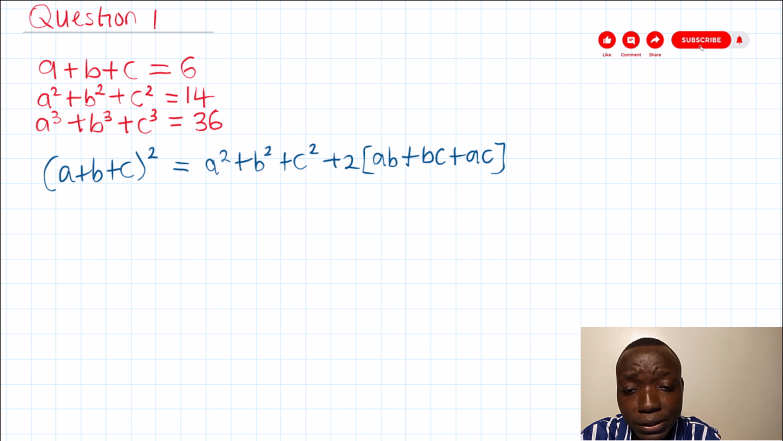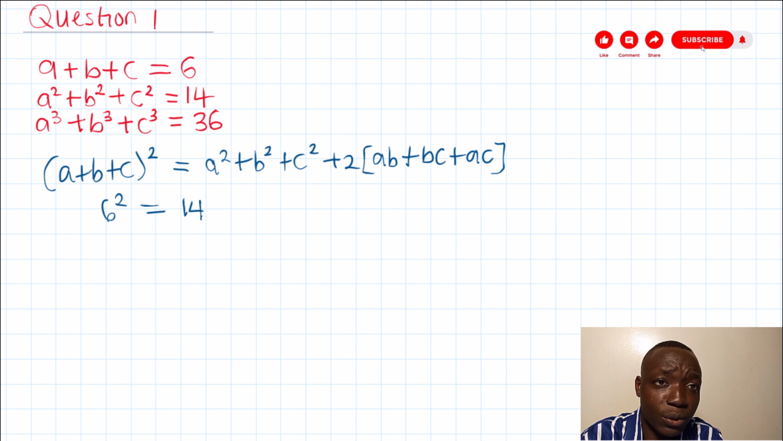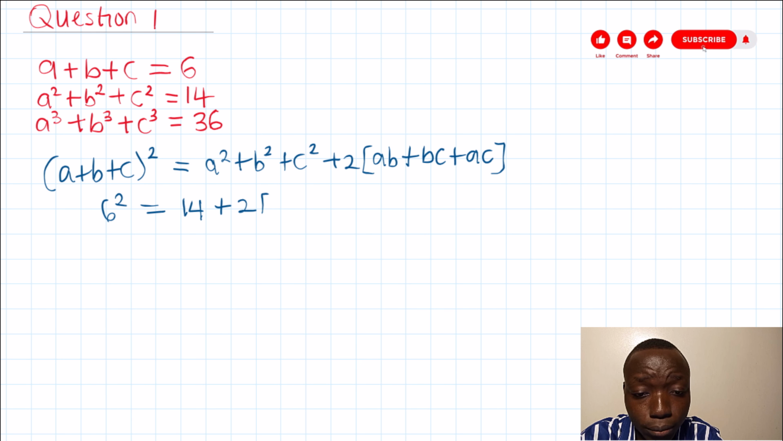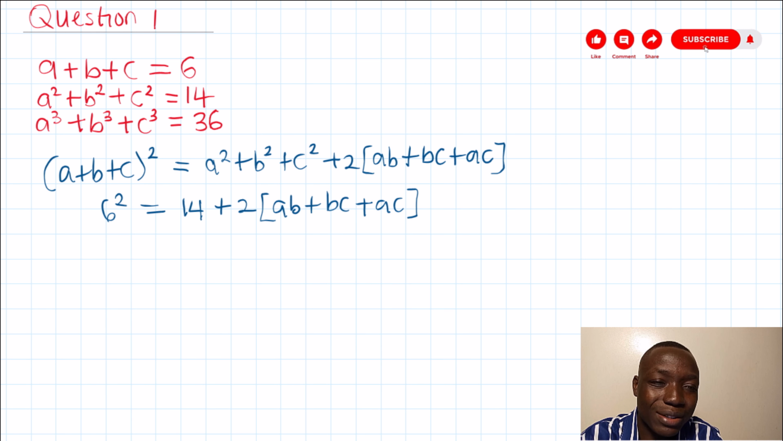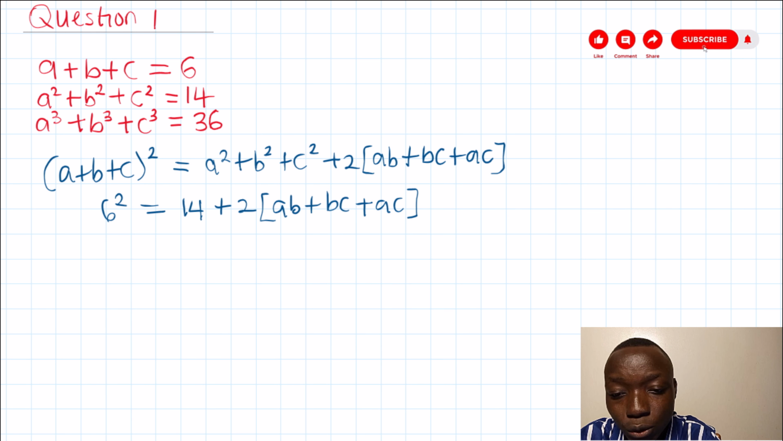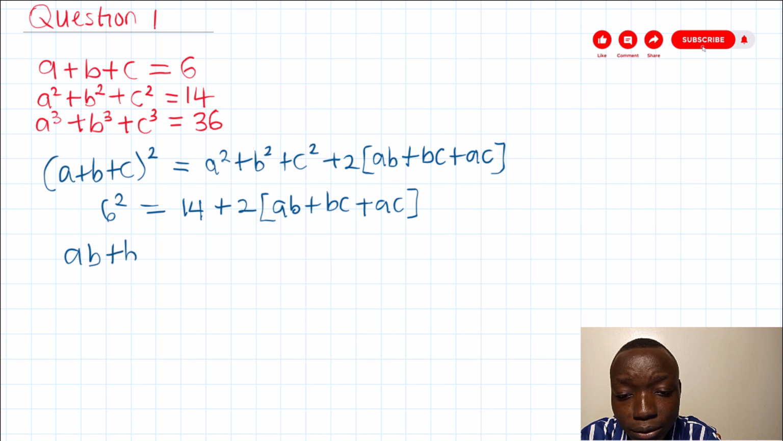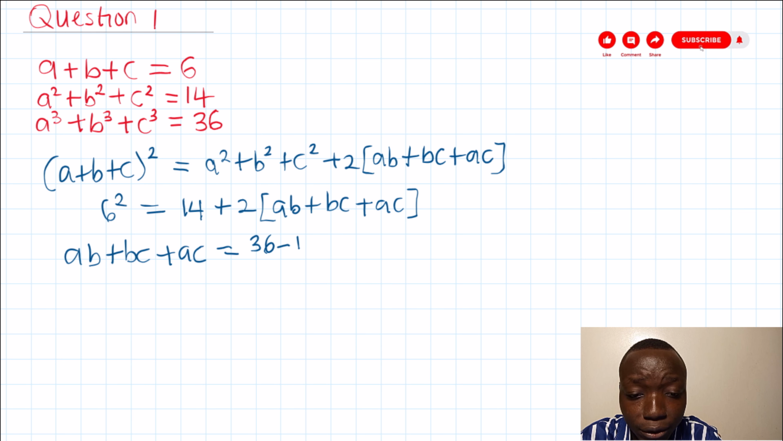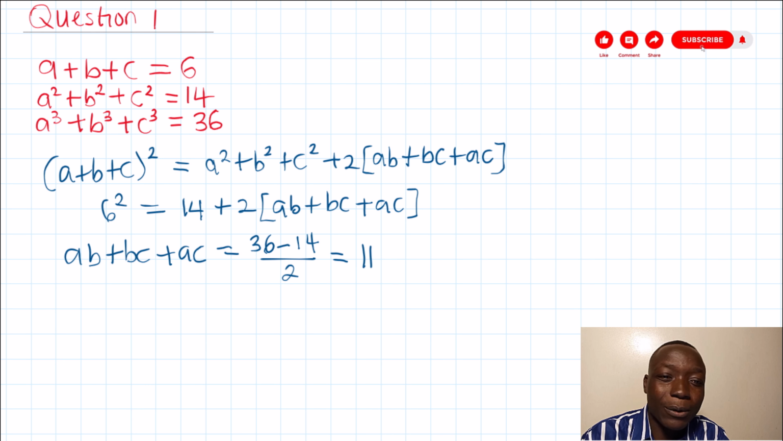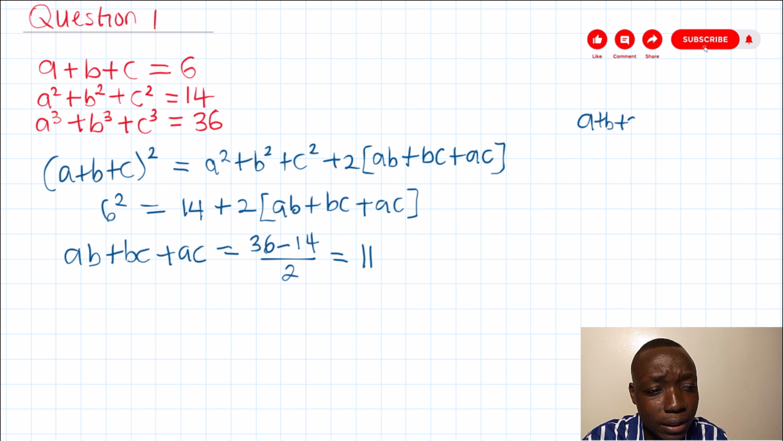For example, a plus b plus c is 6. So you have 6 squared is equal to 14, a squared plus b squared plus c squared is 14, then plus 2 bracket ab plus bc plus ac. So with this, we can get ab plus bc plus ac very easily. So we have that ab plus bc plus ac is equal to (36 minus 14) over 2, which will give us 11.